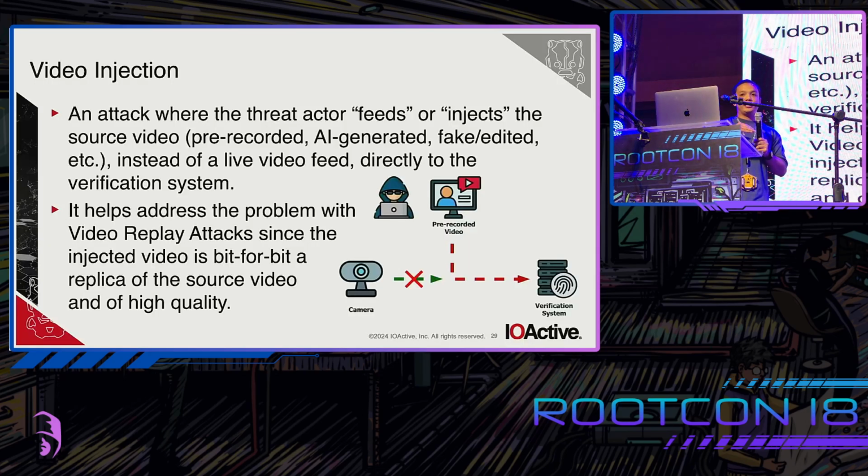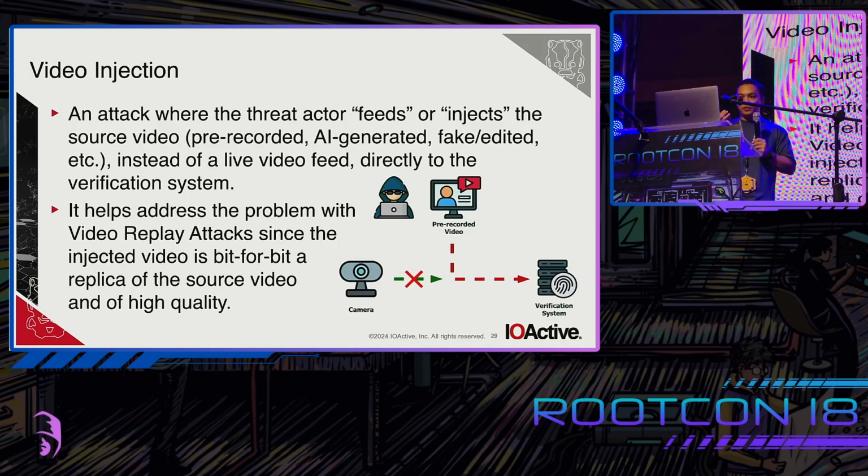In a video injection attack, we're injecting the source video to the system instead of replaying or presenting the pre-recorded video through a monitor or display, like a mobile phone or a monitor. This solves the problem with video replay attacks in the sense that the video is high quality and a bit-by-bit replica of the source video. Whatever quality the pre-recorded video has, you're presenting it directly to the system. So no loss of quality.